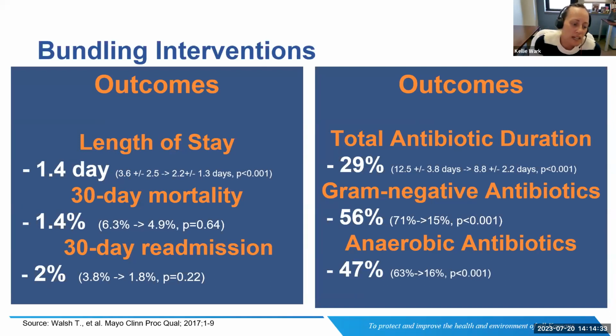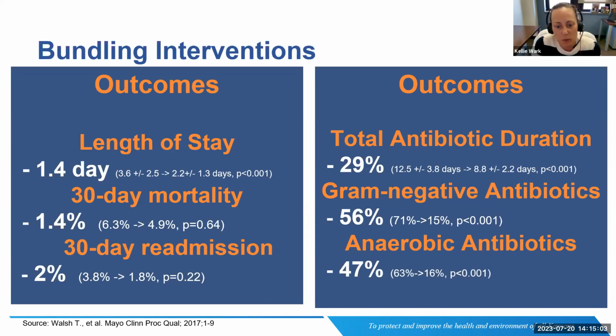So the prior study where that bundle was, they looked at doing that combo of things with the education, the algorithm, all of that stuff. It actually reduced the length of stay by 1.4 days. And it also had an improvement on mortality and reduced 30-day readmission. But you can see by the p-values, both of those weren't statistically significant, but they had a trend towards lowering those. They also looked at antibiotic use as their outcome.